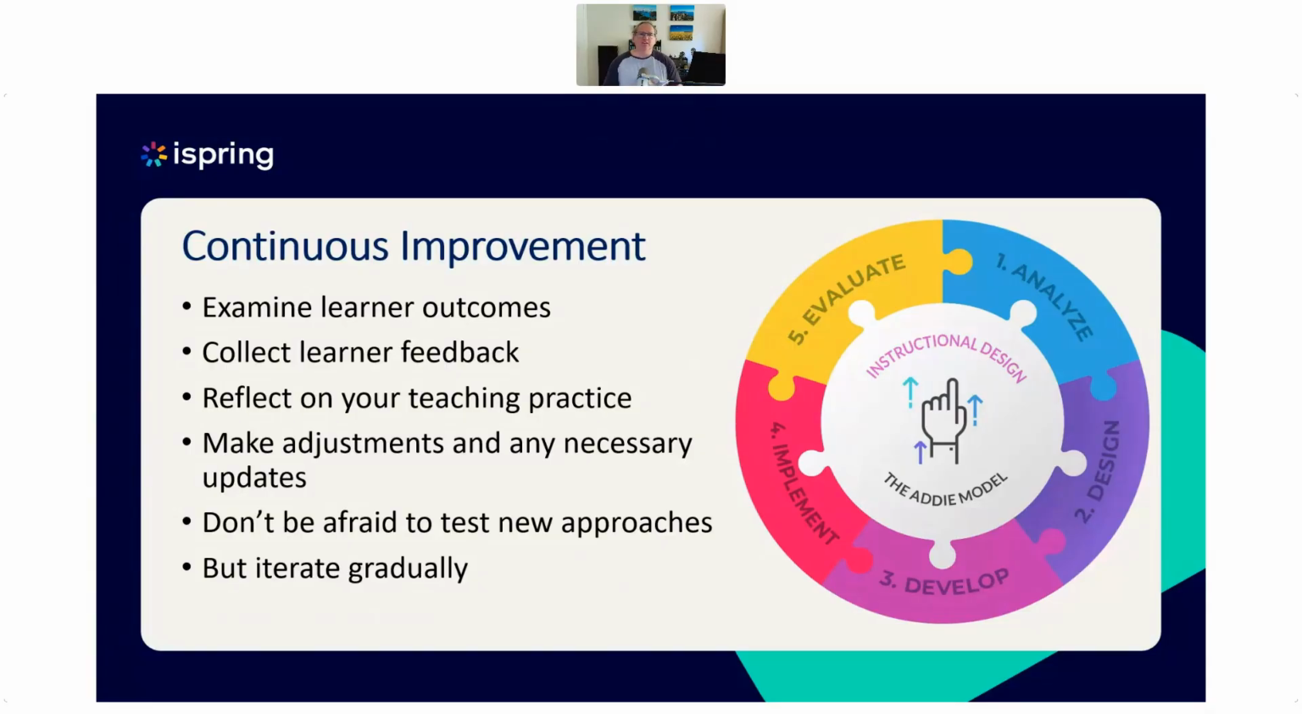Really important that we do that fifth step of the ADDIE, the evaluate. So look at our learner outcomes. Were the learners able to demonstrate what I wanted them to? So from my assessments, did they do a good job? And if they didn't, was that because of them or was that because of me? What can I do to make my course better in the future?